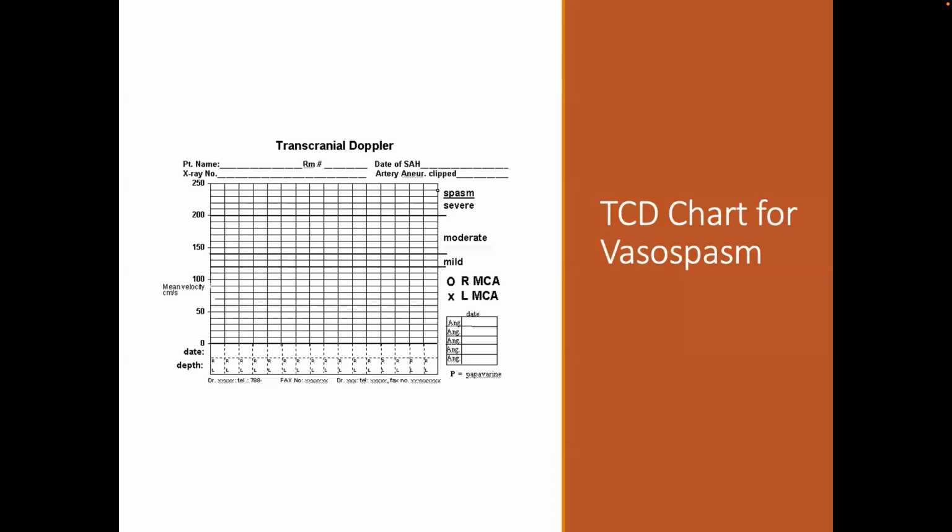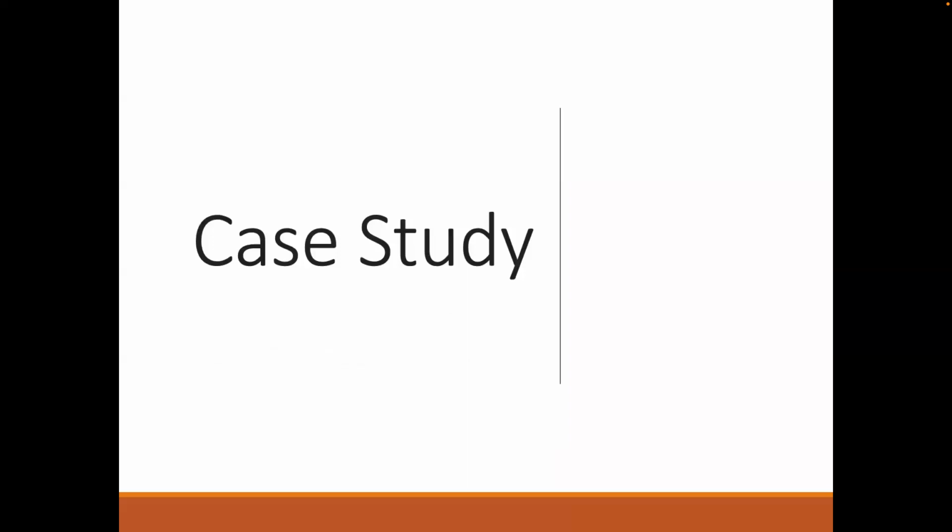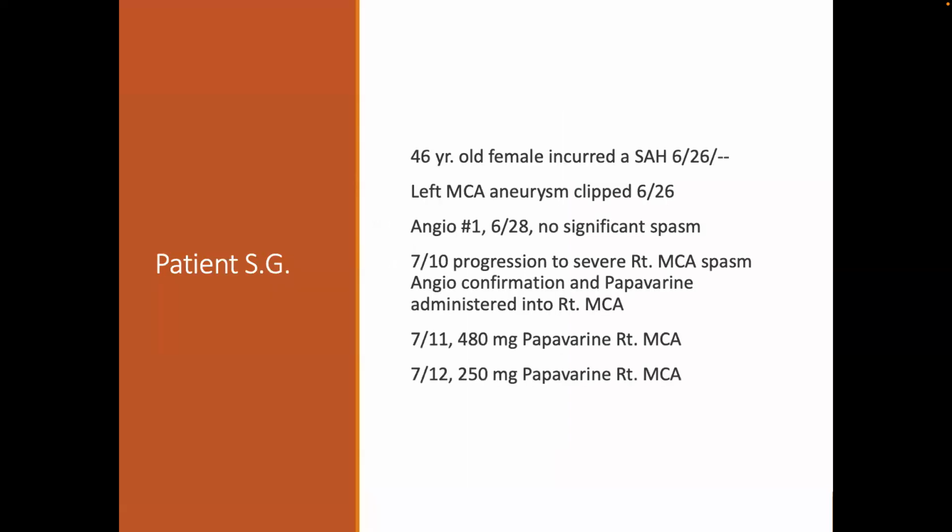So this is kind of a sample chart that they use to track vasospasm velocities throughout time. And we're going to see that in this case study that we're about to go through. Okay, so this patient, SG, she's 46 years old, female. She suffered a subarachnoid hemorrhage of her left MCA on 6/26. The aneurysm was clipped that day. On the 7th day post-op, she developed a mild to moderate vasospasm of the left MCA that they detected with transcranial.